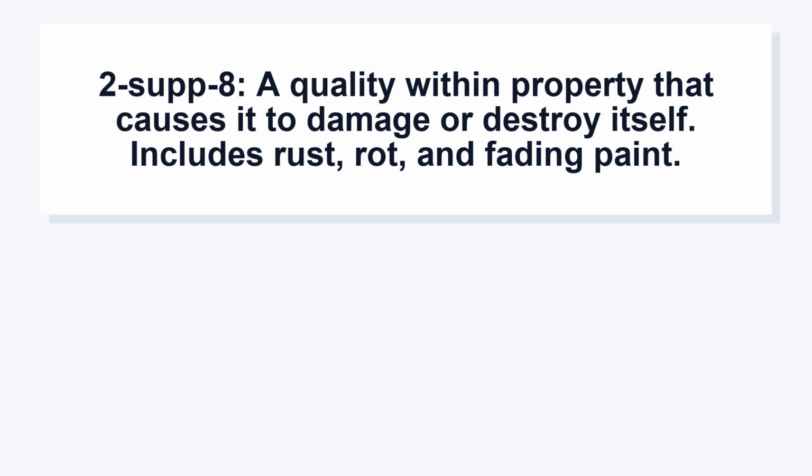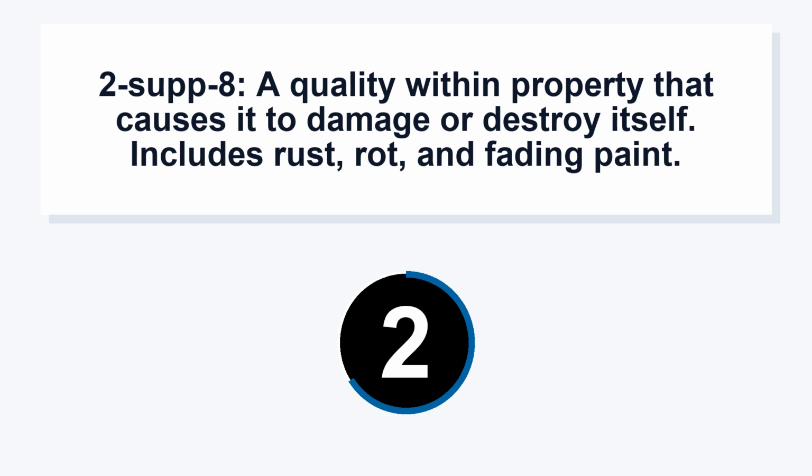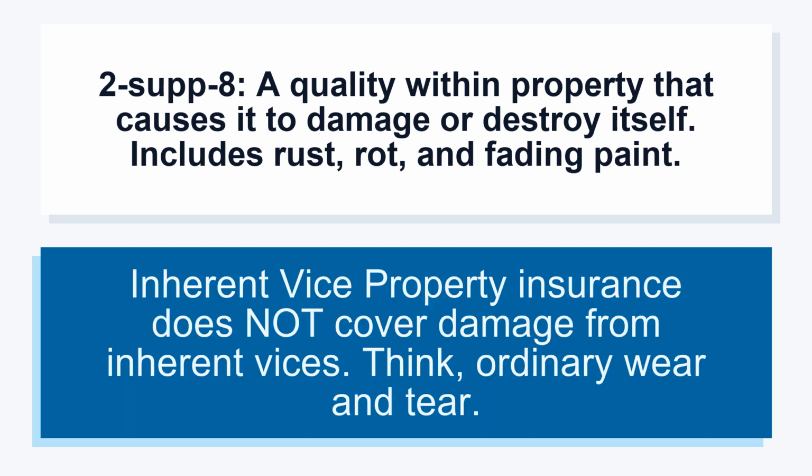2 Sup 8: A quality within property that causes it to damage or destroy itself. Includes rust, rot, and fading paint. Inherent vice: property insurance does not cover damage from inherent vices. Think, ordinary wear and tear.